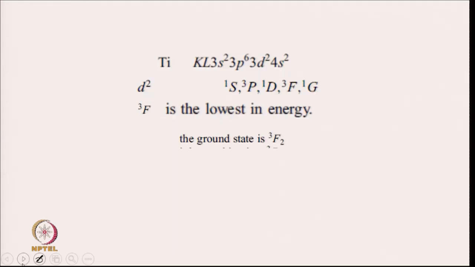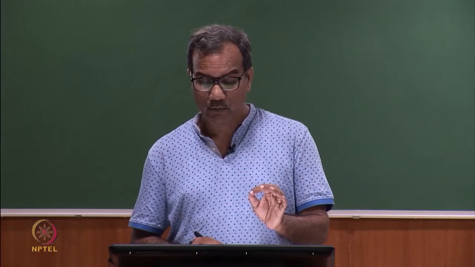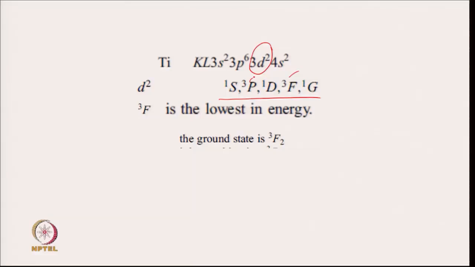Let's take the case of titanium. It has 3d2, 4s2. d2 corresponds to the terms 1S, 3P, 1D, 3F, 1G. And 3F is lowest in energy. You see, these two, 3P and 3F, both have the same multiplicity and they have the highest multiplicity, so they are going to be lowest in energy. Between the two, F has the highest value of L, and so it is going to be the ground state.